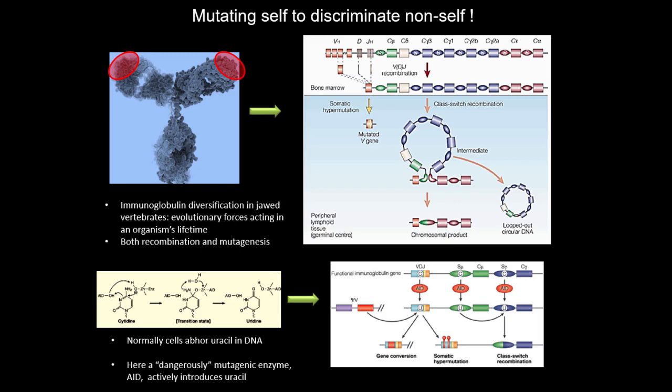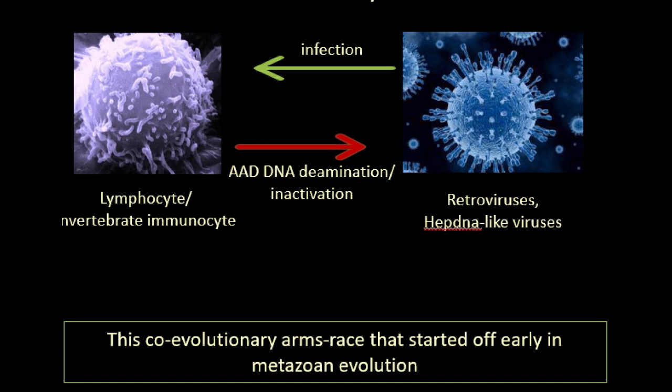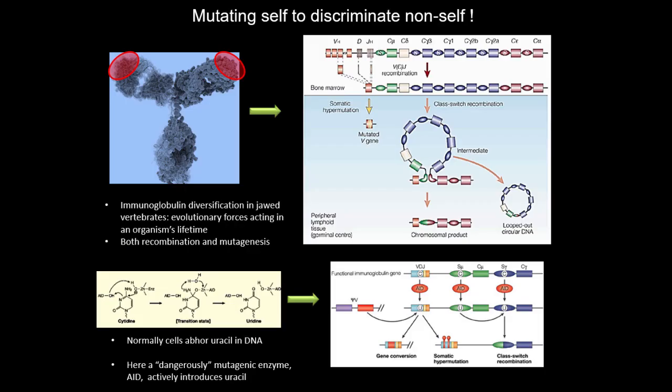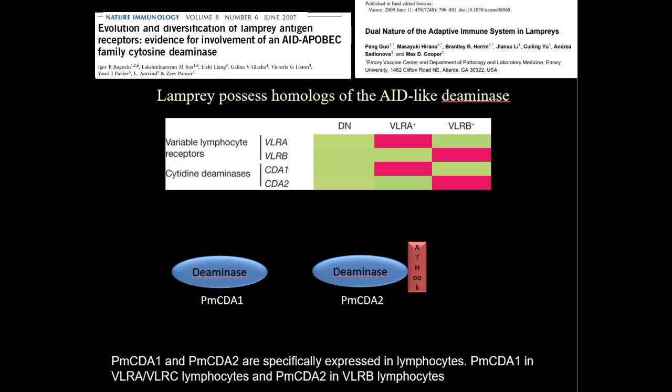That is the origin of the AID-ApoBec-like deaminases, which are antiretroviral restriction enzymes in mammals, for example. And they are also involved in the mutagenic diversification of the immunoglobulins in vertebrates, in the jawed vertebrates. And a related version of it is involved in the mutagenic diversification of the VLRs in the jawless vertebrates like the lamprey and the hagfish.